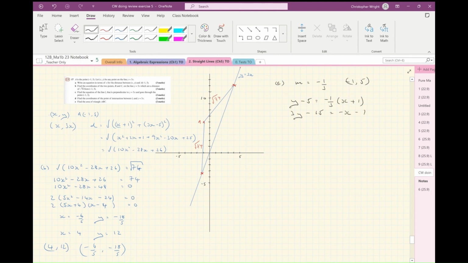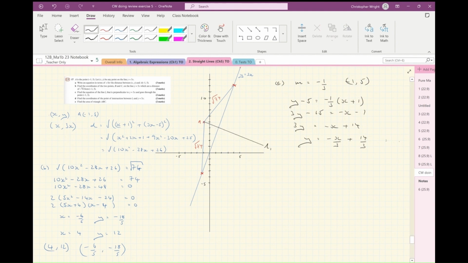Okay, and what form shall I put that in? I'll write it as y equals, and have 3y equals minus x plus 14. So y equals minus x over 3 plus 14 over 3. Now that is the equation of which line? That is the equation of the line that goes through A, but is perpendicular to y equals 3x. So it's the equation of that line there. And in the question, it calls that line L1. So I'll label that L1.